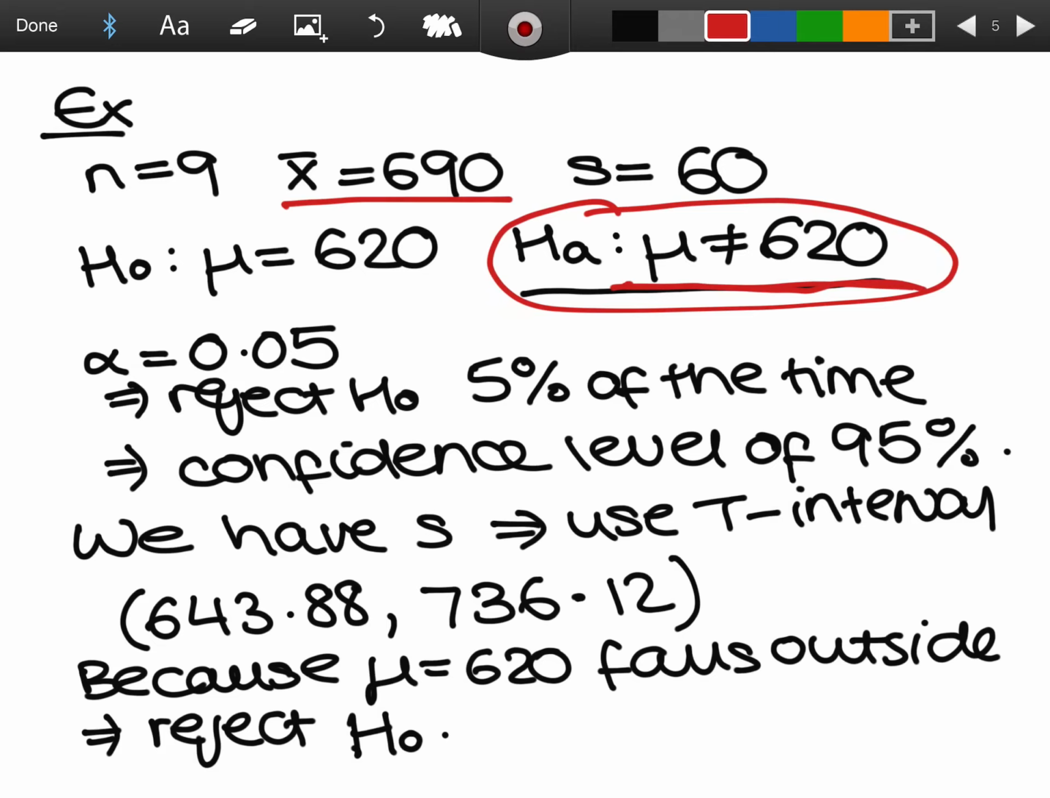Okay, so all you do here is just go ahead and create a Z interval or a T interval, and then you look at whether your population mean is actually within that interval or outside it. If it's outside it, then you're going to say that you reject that null hypothesis in favor of that two-sided alternative hypothesis.